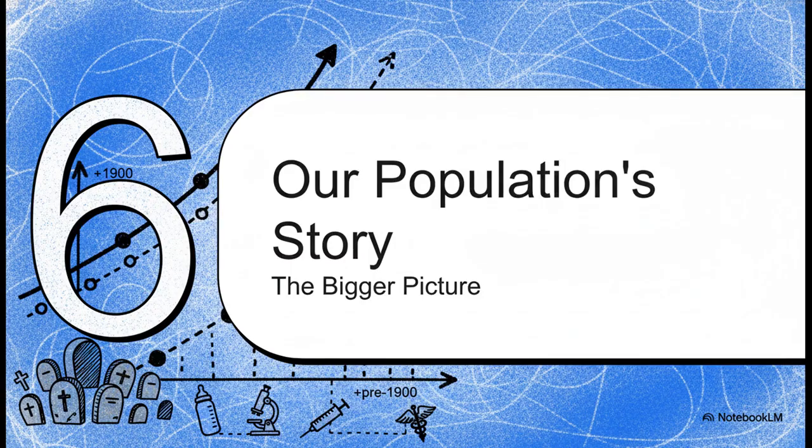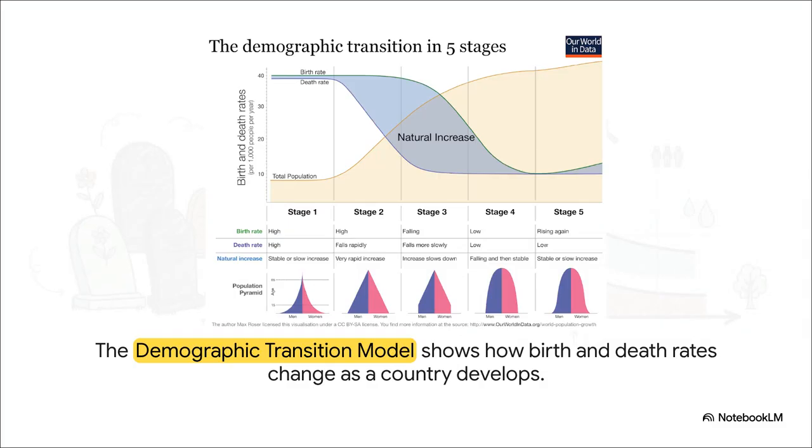All right, let's zoom out one last time. This whole story of survival that we've been piecing together, it's a really crucial part of an even bigger puzzle, the story of how entire nations grow and change over time. So how does our survivorship curve fit into the grand scheme of things? Well, it's a key piece of something called the demographic transition model.